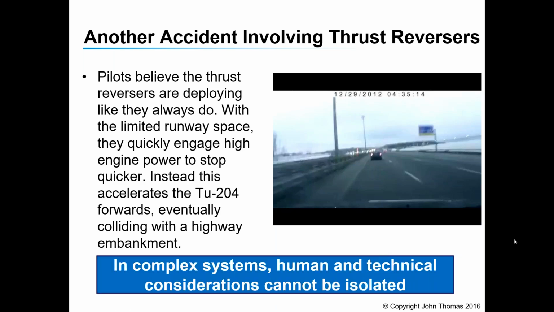In complex systems, human and technical considerations can't be isolated the way that we usually try to do, unfortunately, nowadays in our systems. We have the human factors and the engineers don't necessarily interact, but they have to, because unless we consider pilot behavior, even normal behavior like this, we're going to be in trouble.